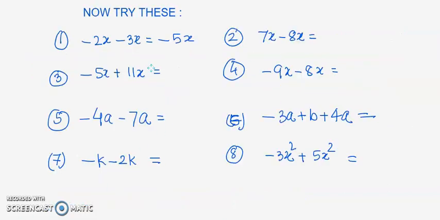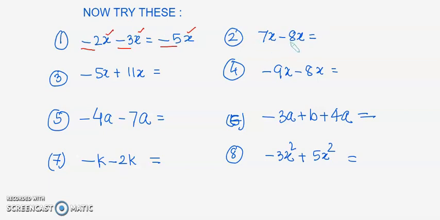Now let us check these questions where algebraic terms have been used. -2x, -3x. You have to simplify. That means you have to add. So -2 and -3 both are to be added. So -5, and x is there, so it is -5x.